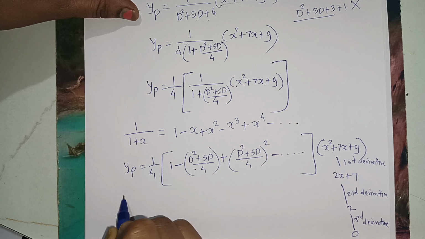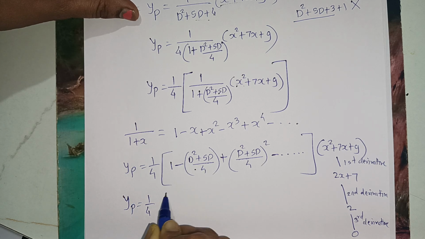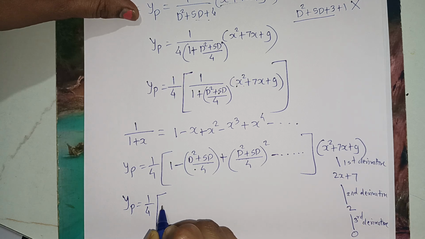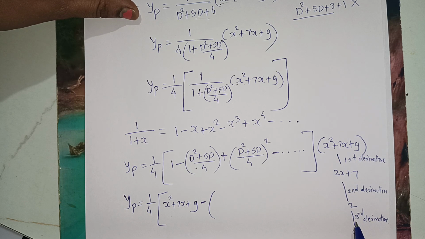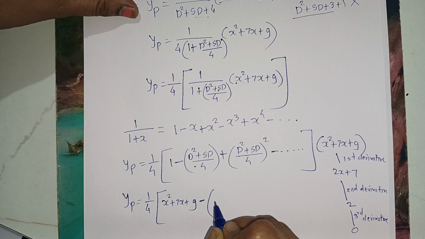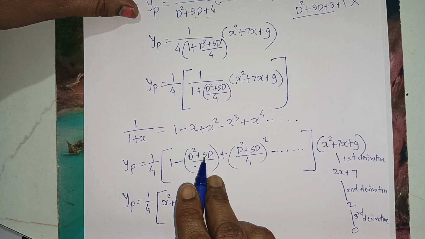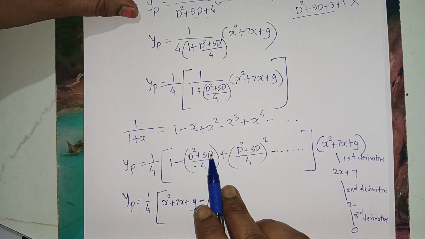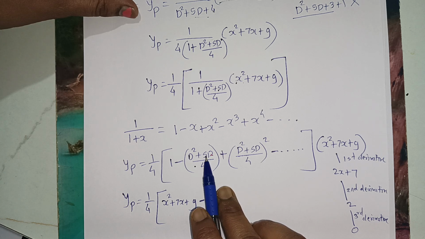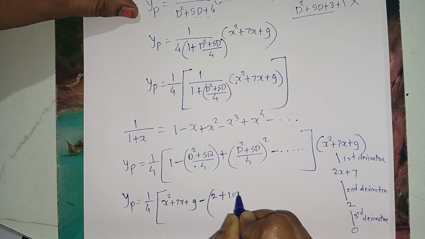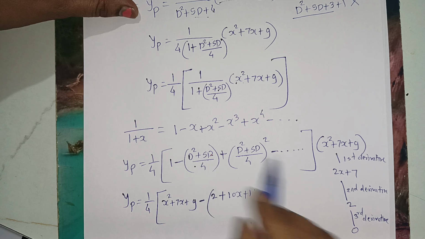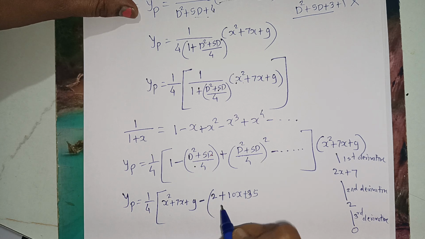Okay, so yp is equal to 1 by 4 times (x square plus 7x plus 9) minus the bracket. d square is the second order derivative, which you have already found: it is simply 2. Plus 5 times the first order derivative, which is 2x plus 7, so that is 10x plus 5 sevens are 35, divided by 4.